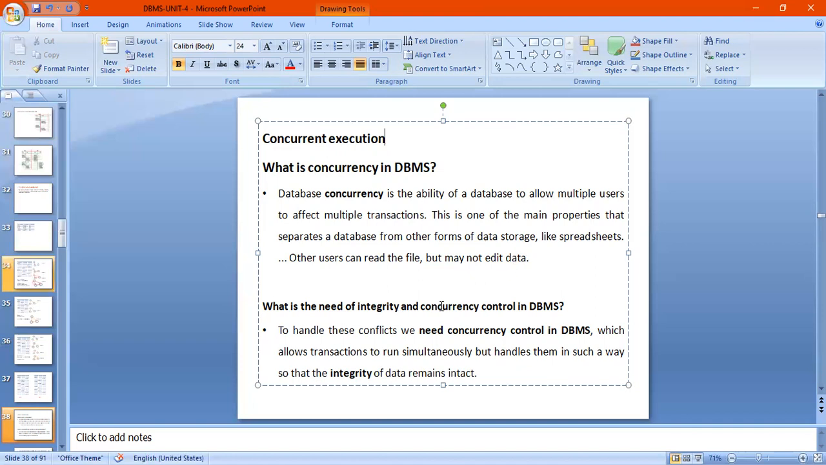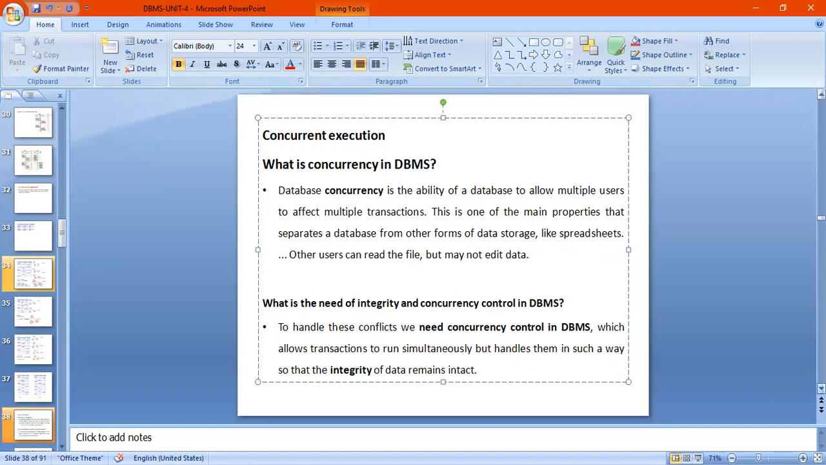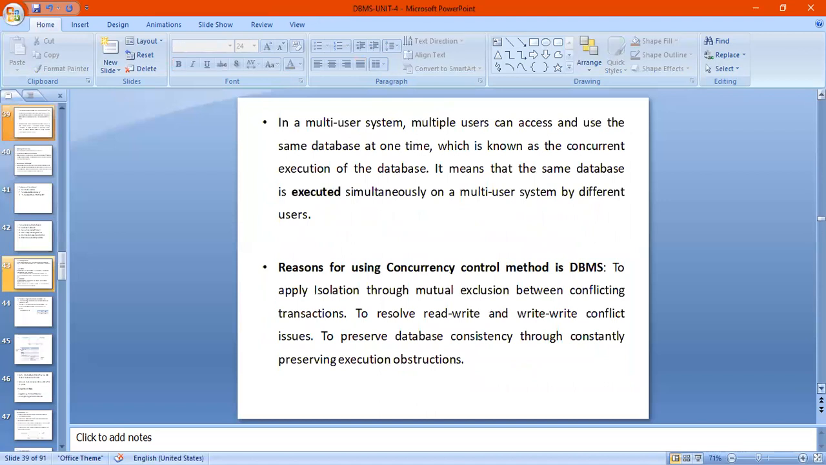What is the need of integrity and concurrency control in DBMS? To handle these conflicts, we need concurrency control in DBMS, which allows transactions to run simultaneously but handles them in such a way that the integrity of data remains intact. In a multi-user system, multiple users can access and use the same database at one time, which is known as concurrent execution of the database. It means that the same database is executed simultaneously on a multi-user system by different users.